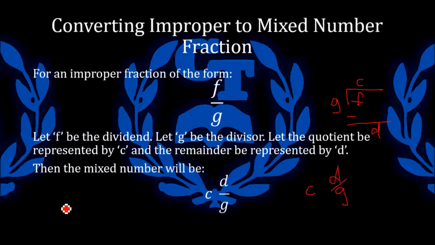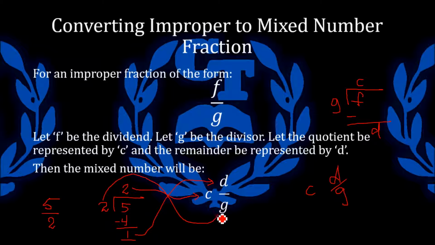Say for example, you have the fraction from the previous example, 5 over 2, and you want to convert that to a mixed number fraction. All you have to do is take the 5 and put it as the dividend, put the 2 as the divisor. 2 by 2 will give me 4, and I will see that I have 1 as my remainder. So this value goes over here, this value goes over here, and the value of g, the divisor, goes over here.